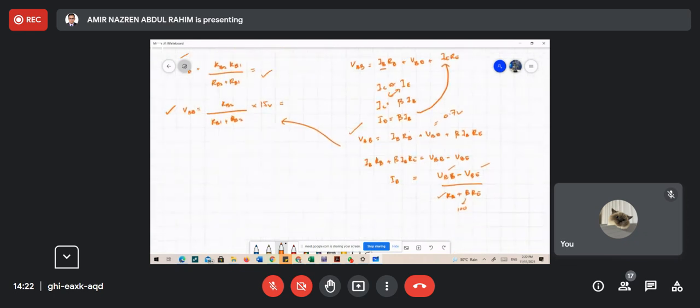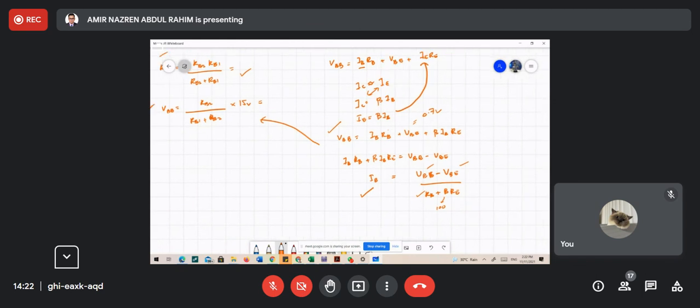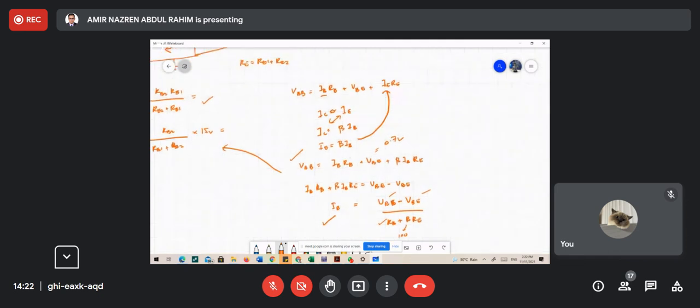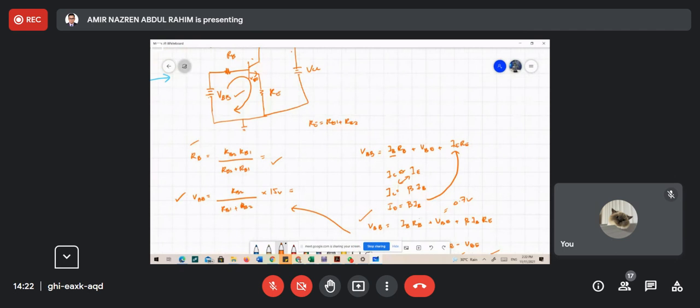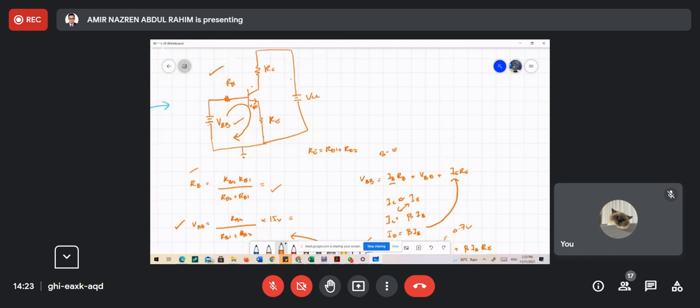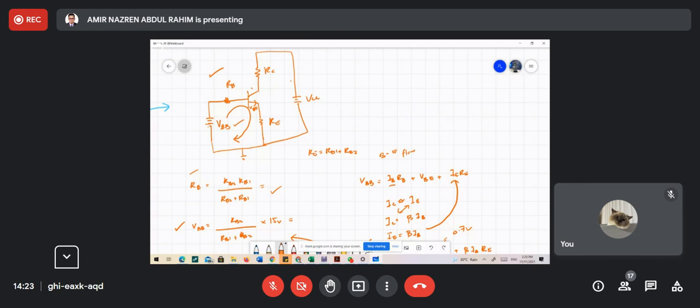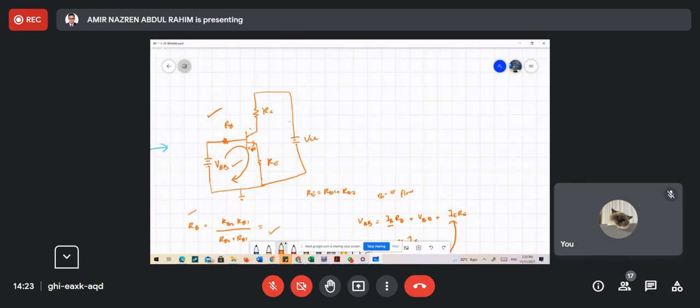So based on that, we can find IB. So solve one calculation, by replacing values, we got the IB. So now we finish the base emitter current flow. So now this is the base current flow. Now we have another flow, which is the collector to emitter flow.